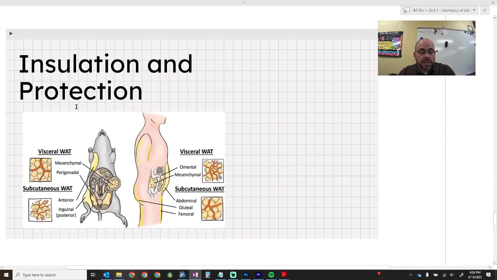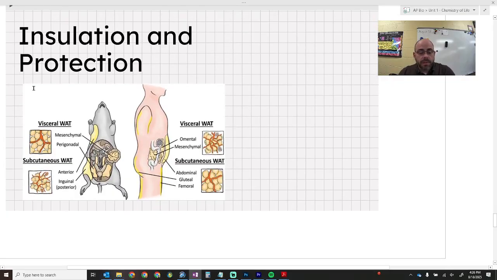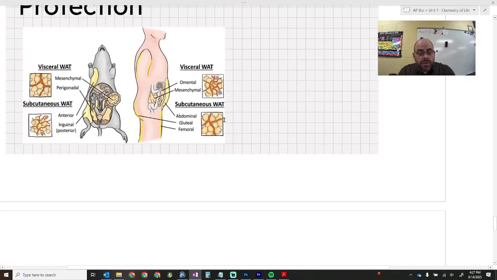And one more thing, insulation and protection. So again, insulation keeps us warm. There's a certain level of fat that's necessary in order to keep us warm from freezing in colder temperatures. And then storage of fat, if you have more energy than you need. And then also to protect our vital organs. Fat is used to cushion vital organs in order to keep them from breaking when you fall or when you jump or whatever it is that you're doing. It protects those organs.